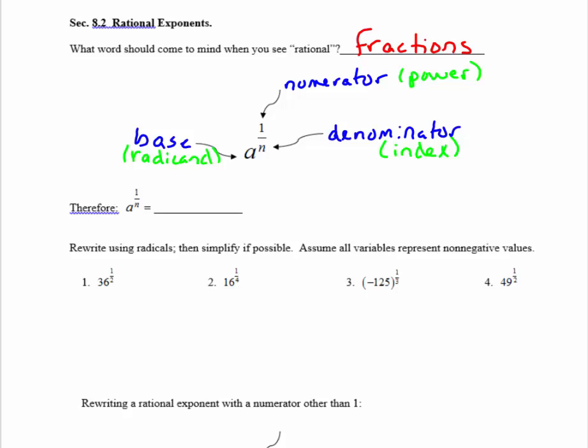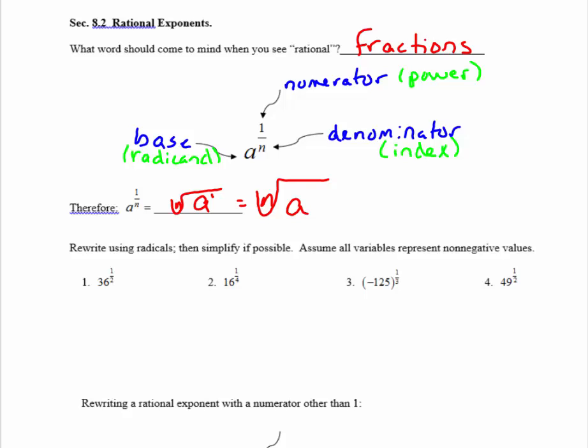A to the 1 over n. So a is raised to the power of 1 over n. A is the base, 1's the numerator, n's the denominator. So in radical form, the a is the radicand. So that's what goes underneath the radical. The 1 is the power, so it's a raised to the first power, and the index is an n. So it's going to look like the nth root of a. We don't have to put the 1 because the 1 is understood to be there. So the denominator is the index, the numerator is the power, and the base is the radicand.